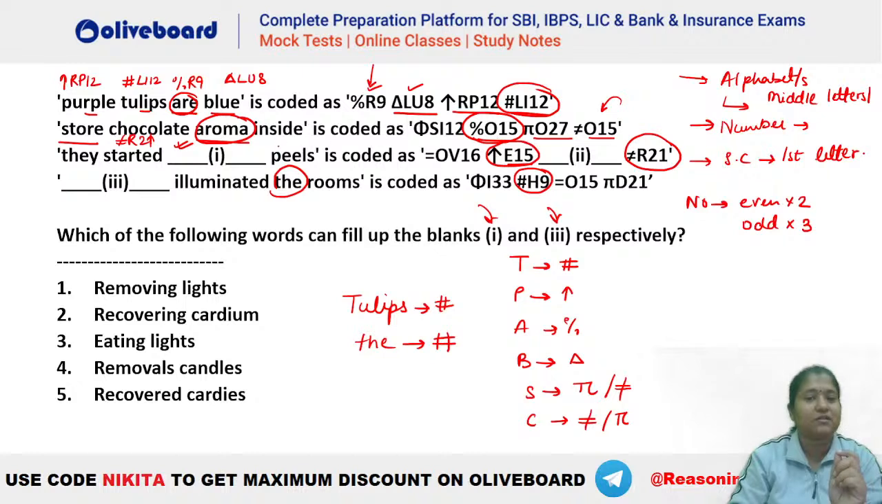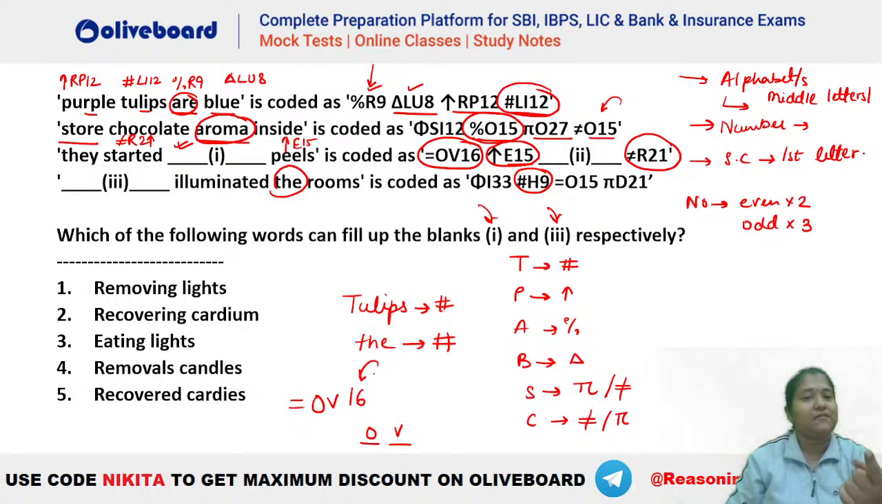This is this symbol arrow E15. So the remaining one is this one, isn't it? The remaining one is this one, that is equal to OV16. है ना? Equal to OV16. Now OV means the middle letter has to be two letters, right? So in middle it should be OV, and 16 means you can see divided by 2. That means there has to be even number of letters here, because even was multiplied by 2, isn't it? So you can see there has to be 8 letters in this particular word.